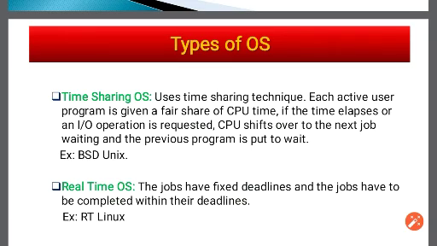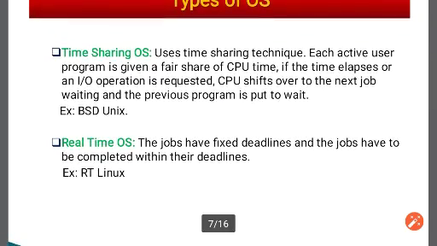An example of a time sharing operating system is BSD Unix. Then we have the real-time operating system. This is basically used for rocket launching or satellite launching, where if the final time elapses, the whole work cannot be done again. It has deadlines, so the jobs have fixed deadlines and have to be completed within them. For example, real-time Linux.